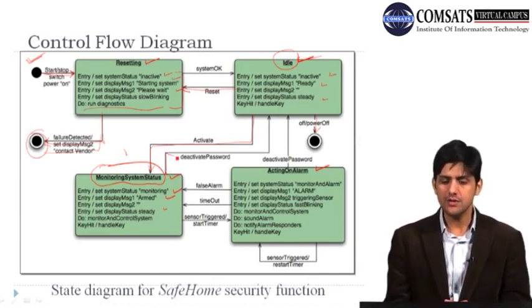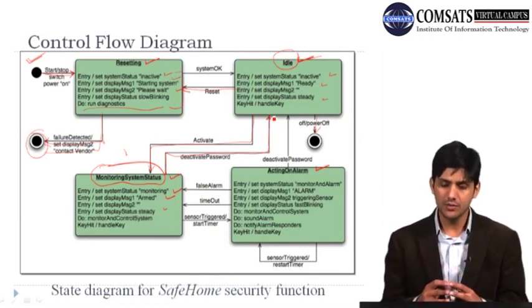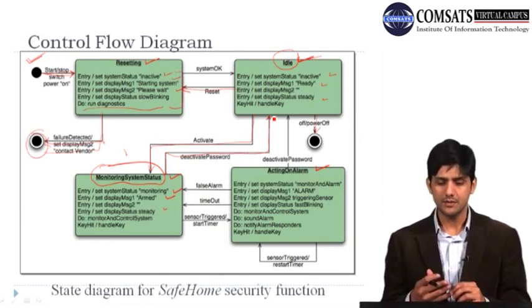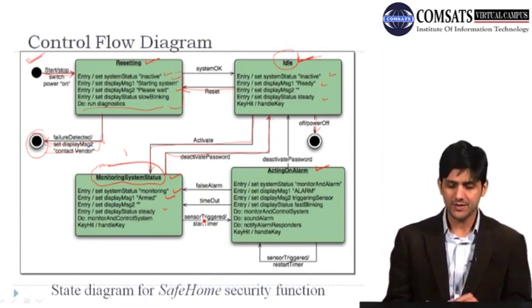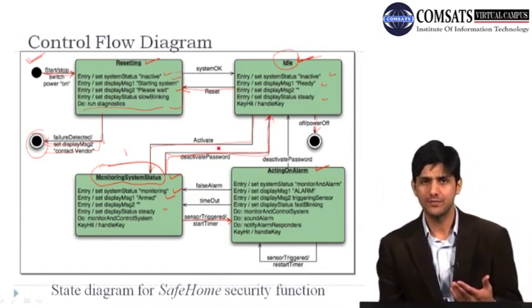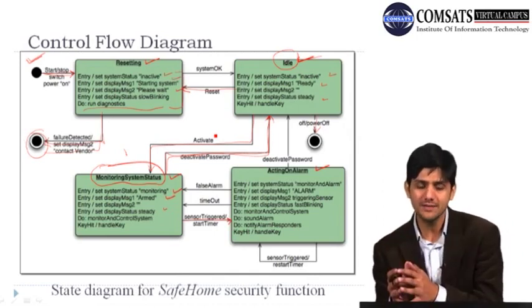But when I am actually in the monitoring state, there are multiple things that I can do. I can trigger certain kinds of alarms based on different input from different sensors. So this is that output, and another output from this state is this deactivate password. That is another control flow information. If I deactivate it, I go back to the idle state.